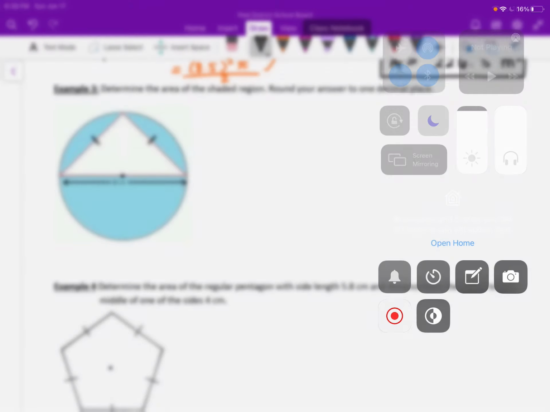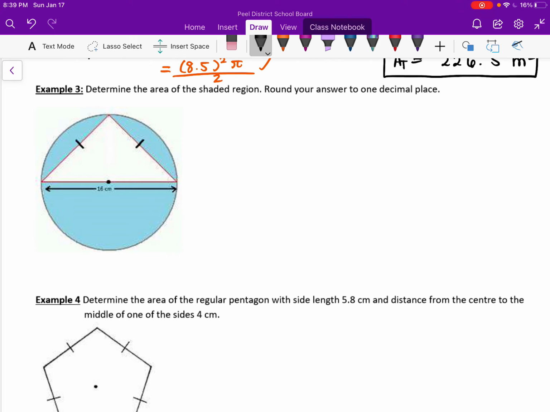Welcome back. So I'm just going to go over this one. Determine the area of the shaded region. Round your answer to the first decimal place or one decimal place, right? So our shaded region is just the blue part.